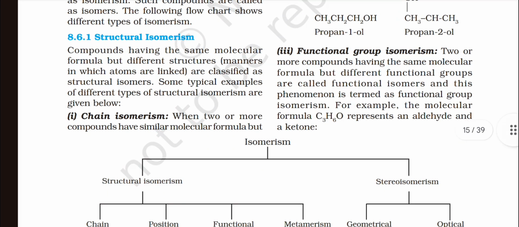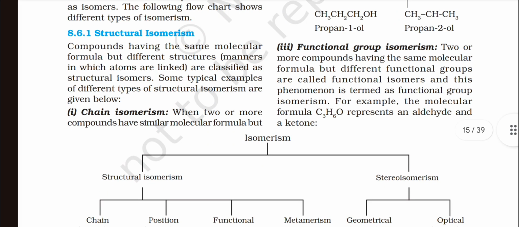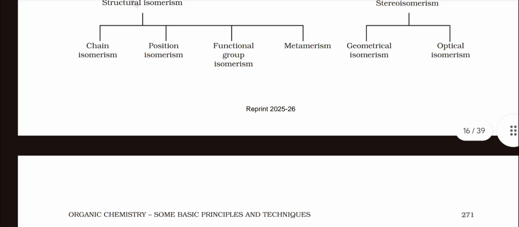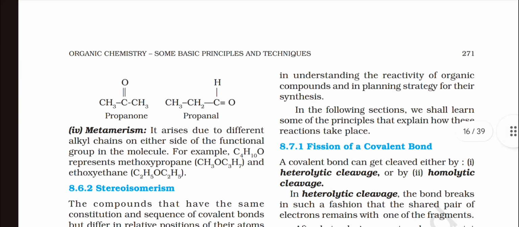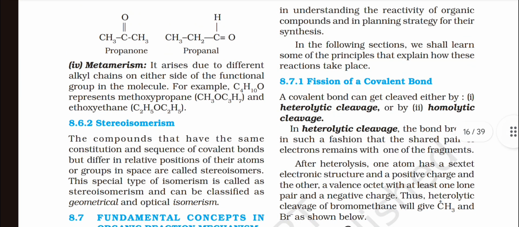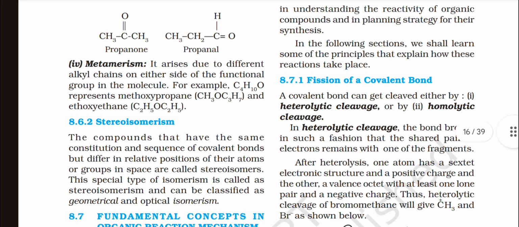Functional group isomerism: two or more compounds having the same molecular formula but different functional groups are called functional isomers, and this phenomenon is termed functional group isomerism. For example, the molecular formula C3H6O represents an aldehyde and a ketone, propanal and propanone. Metamerism: it arises due to different alkyl chains on either side of the functional group in the molecule. For example, C4H10O represents methoxypropane, CH3OC3H7, and ethoxyethane, C2H5OC2H5.